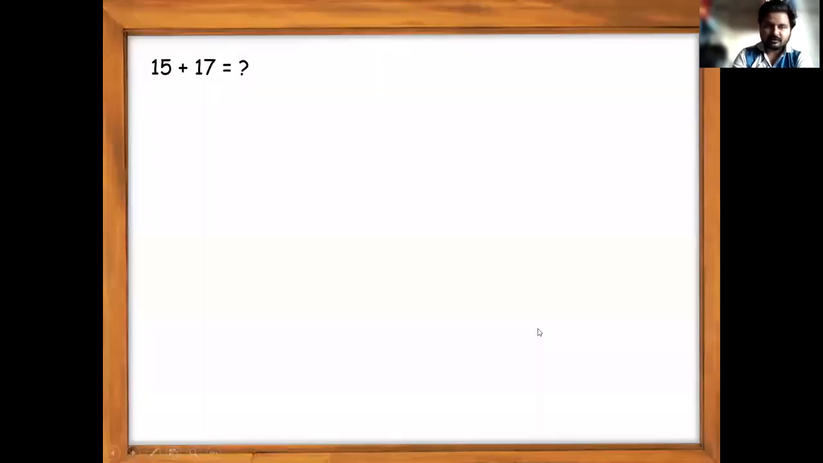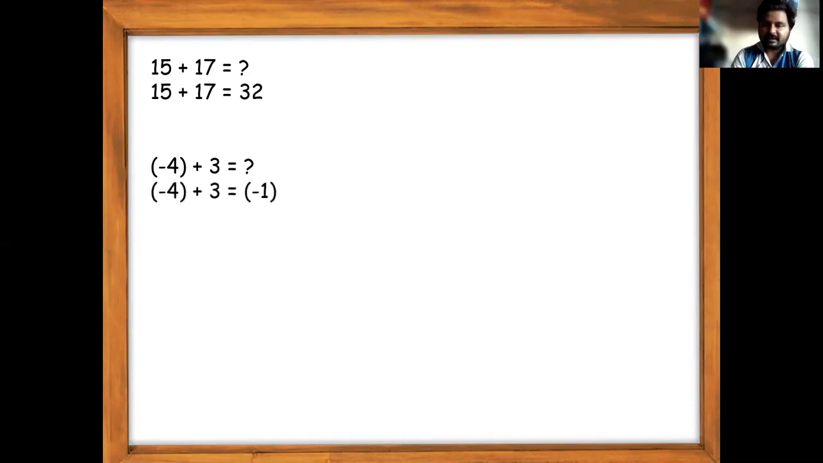So here is the first question. Tell me, students, what answer will you get after adding these two numbers? Did I hear 32? Absolutely correct. That's the correct answer. Gear up for the next question. Tell me, what is the final answer for this question? Yes, absolutely correct. -1. But tell me, how did you get the answer as -1?